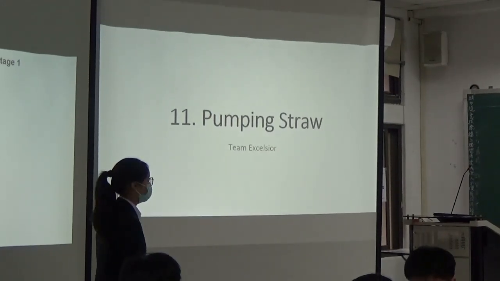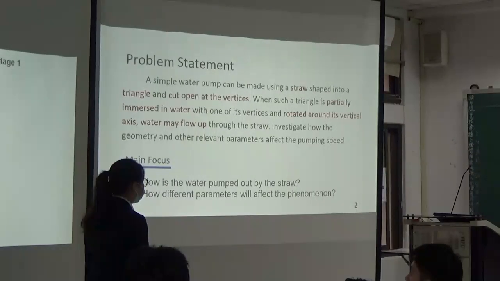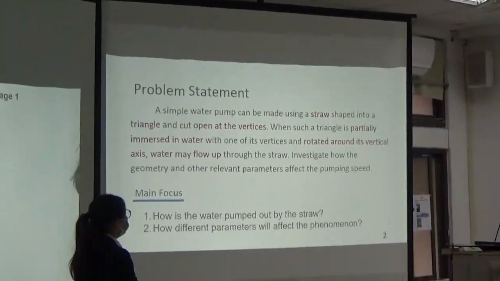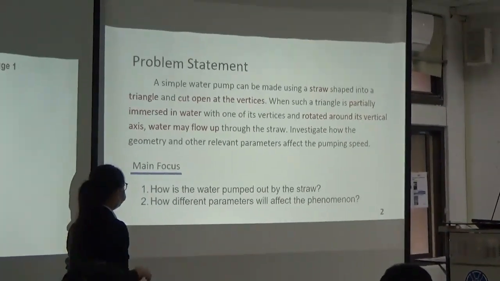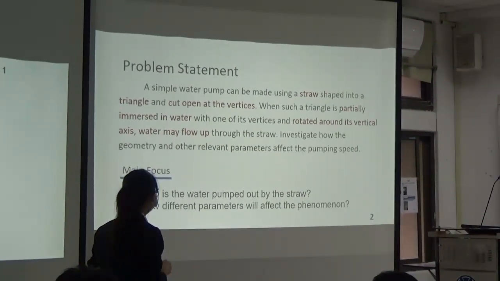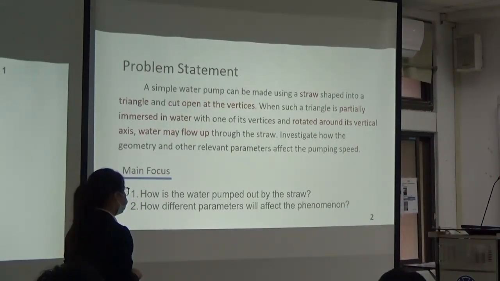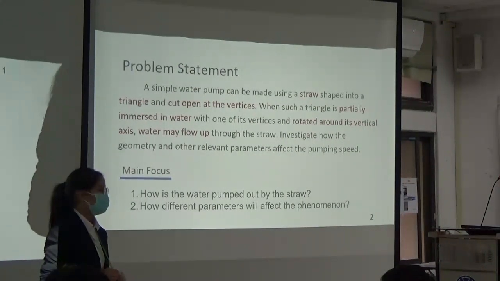Problem 11, pumping straw. The problem statement said that a triangle-shaped straw can be a water pump which is rotated around its vertex axis. So the water may flow up, and we will need to investigate how the geometry and other relevant parameters will affect the pumping speed. I'll mainly focus on how the water is pumped out by the straw, and how different parameters will affect the phenomenon.